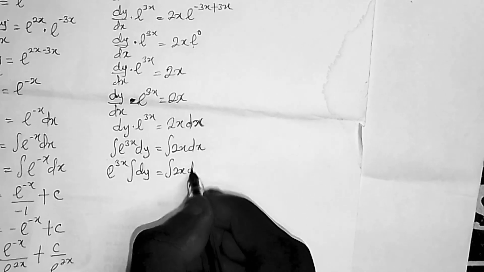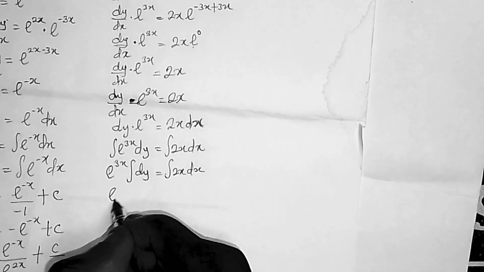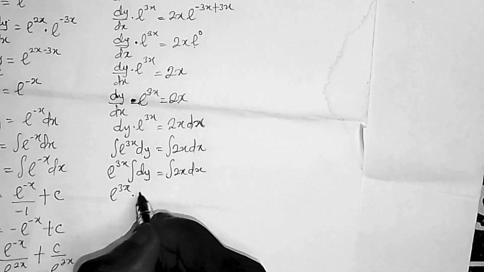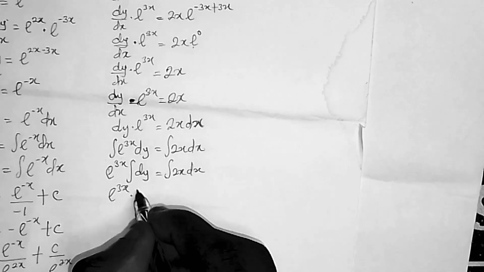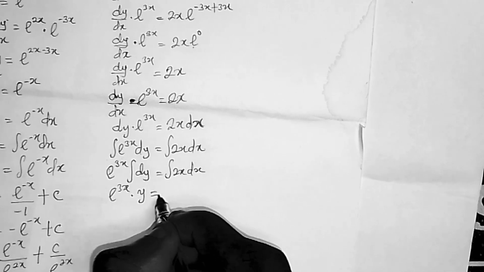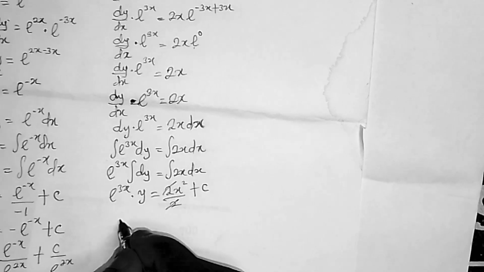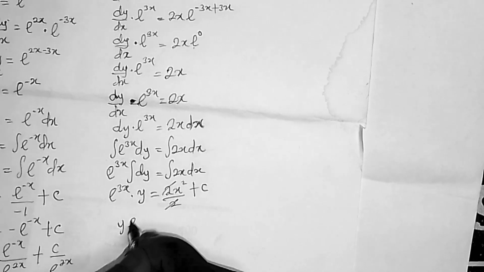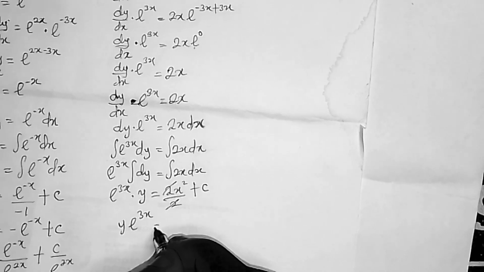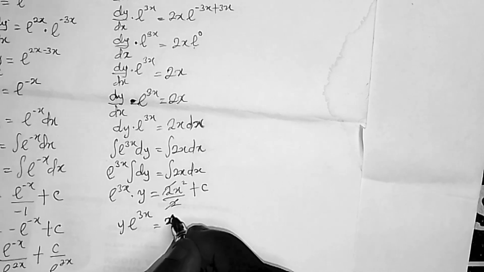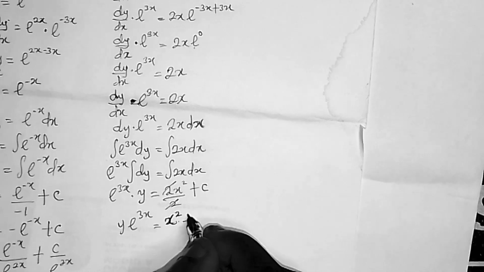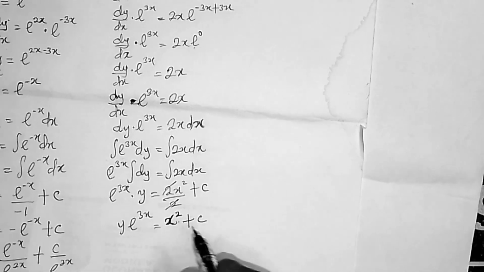Integral 2x dx, and that will give you what? Exponential 3x multiplied by, if you integrate dy, you will get y. If you integrate 2x, you are going to have 2x squared over 2 plus c. So from here the 2s cancel, and you are going to have y exponential 3x equal to x squared plus c.